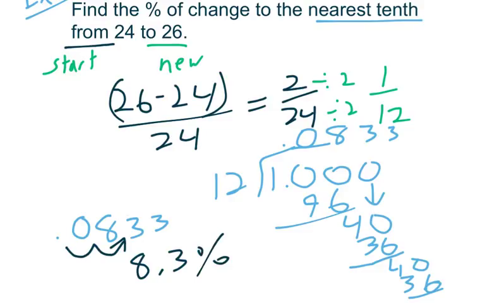And what did it do? Did the number get bigger or smaller? It says from 24 to 26. So it got bigger. So it's an increase. All right, hopefully you got that.